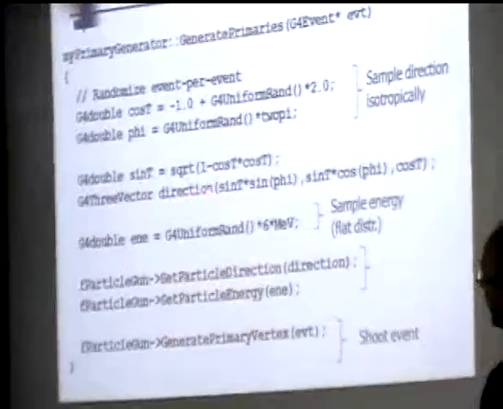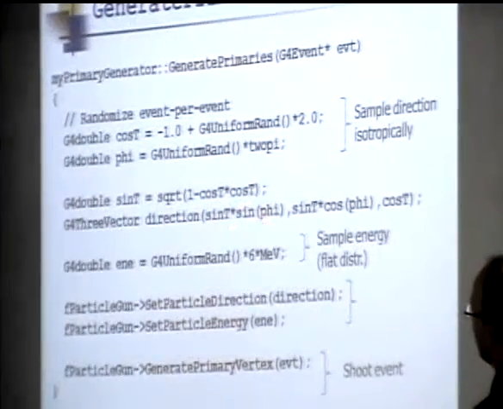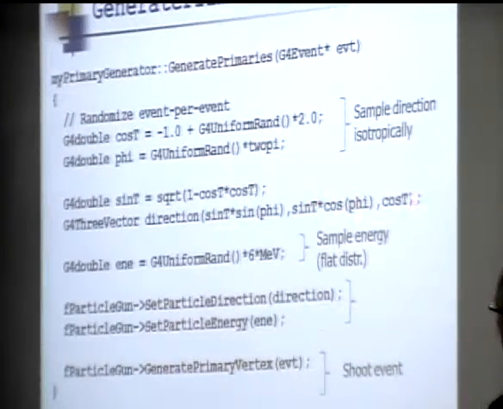And okay, so you calculate the direction: sine theta sine phi, sine theta cos phi, cos theta. You calculate the direction vector. And okay, set particle directions. You assign the direction to the primary generator. So the next event will be shot in this direction that you selected.